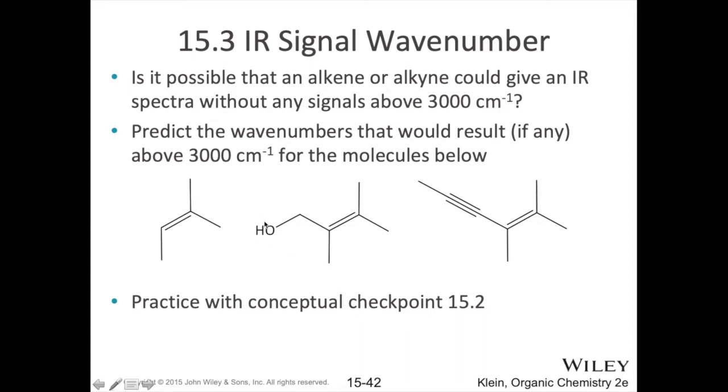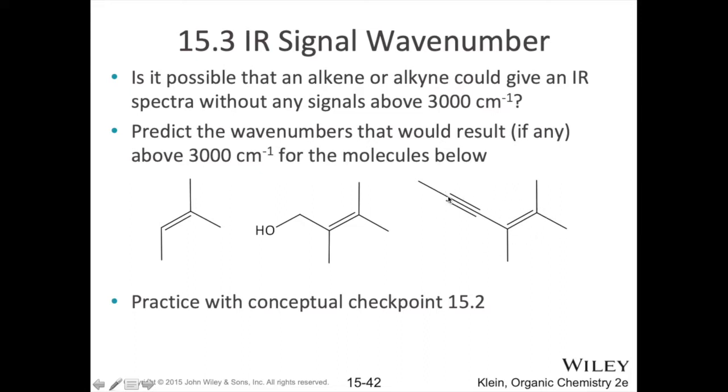Though of course, if you do want to look for a peak that is above 3000 wave numbers, you'll see this OH bond. That'll be a broad peak further downfield at those higher wave numbers, as we saw earlier. And then if we look at this example here, there will be no peaks beyond 3000.